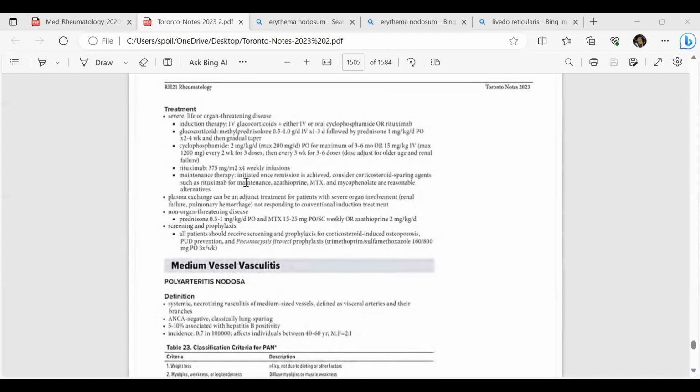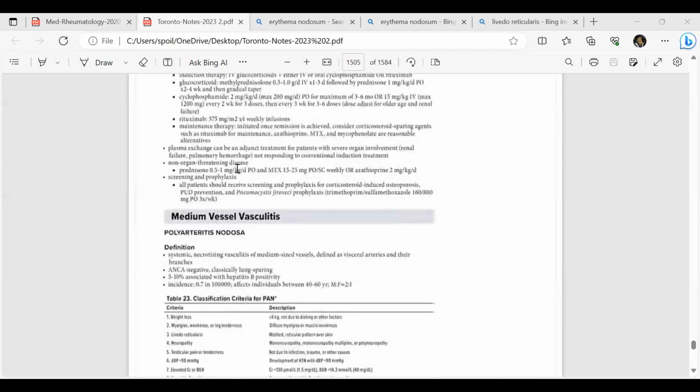Rituximab, and maintenance therapy is initiated once remission is achieved. Consider corticosteroid sparing agents such as rituximab, or for maintenance, azathioprine, methotrexate, and mycophenolate are reasonable alternatives. Okay, these are the alternatives. Plasma exchange can be a treatment for patients with severe organ involvement, renal failure, pulmonary hemorrhage, and not responding to conventional induction treatment. Non-organ threatening disease, we will give prednisolone and or azathioprine.